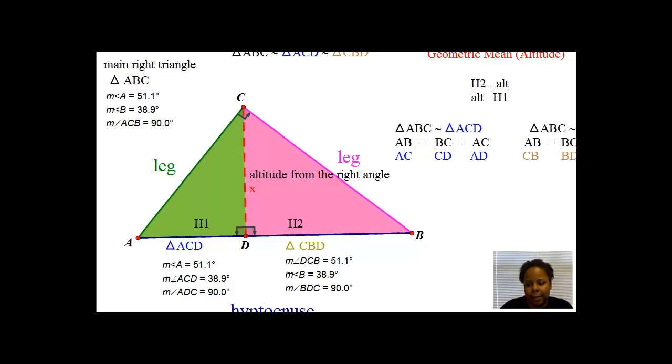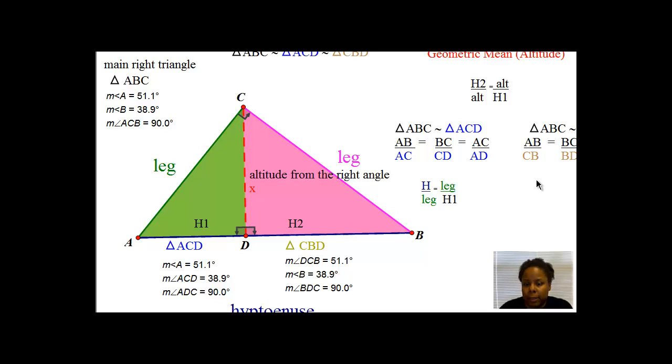So I have this relationship, where H represents the hypotenuse, AC represents this leg, and AD represents H1, which is the part of the hypotenuse that's adjacent to the leg in question. So that's the relationship that results from that similar triangle. But what about this similar triangle relationship? Well, let's take a look. Do you see any geometric mean relationship here?